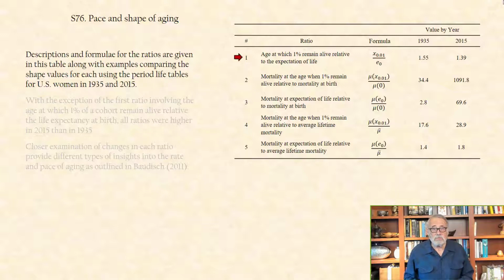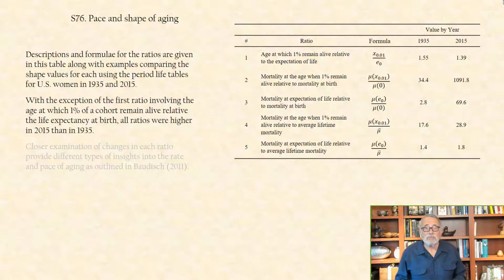Age at which 1% remain alive relative to the expectation of life, mortality at the age when 1% remain alive relative to mortality at birth, mortality at expectation of life relative to mortality at birth, mortality at the age when 1% remain alive relative to average lifetime mortality, and mortality at expectation of life relative to average lifetime mortality.